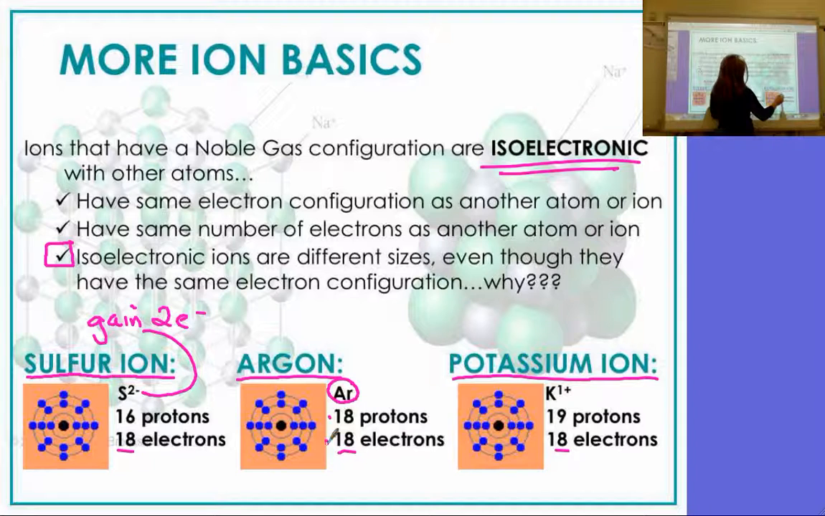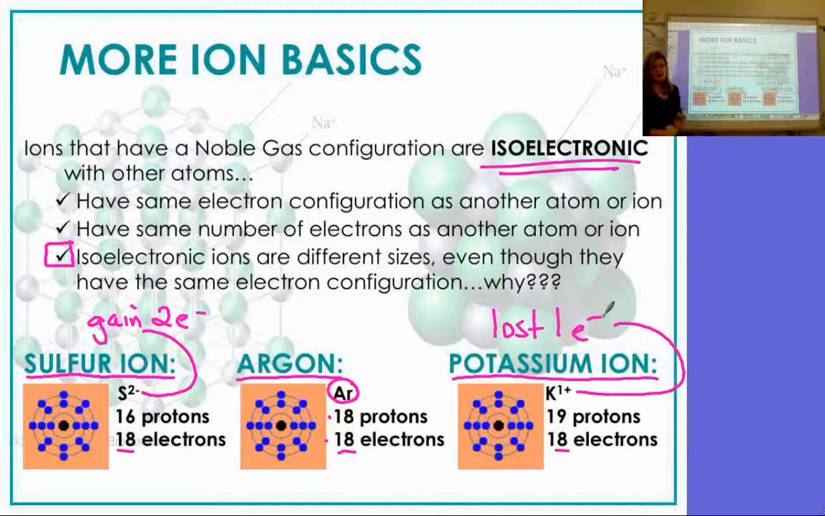The potassium ion has a 1+ charge. That means potassium lost 1 electron. Potassium lost its 4th. If you look at potassium, it's in the 4th row. Potassium lost its 4th outer shell to come back down and be isoelectronic with argon.